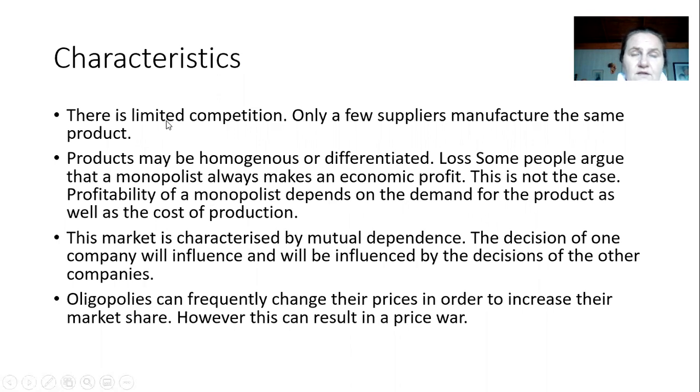The first one that you need to remember is that because there's only a few suppliers, there's limited competition. Okay, right, that's a very important characteristic. The next one that you need to remember is that your product can either be homogeneous or differentiated. Now, people try and have differentiated products so that the characteristic is more in line with a monopoly than an oligopoly. Okay, right. Monopolies don't always make an economic profit. It depends on how you manage it. Okay, remember that.